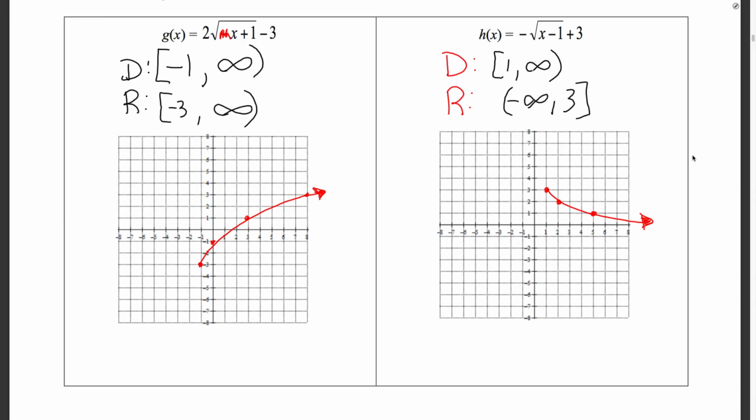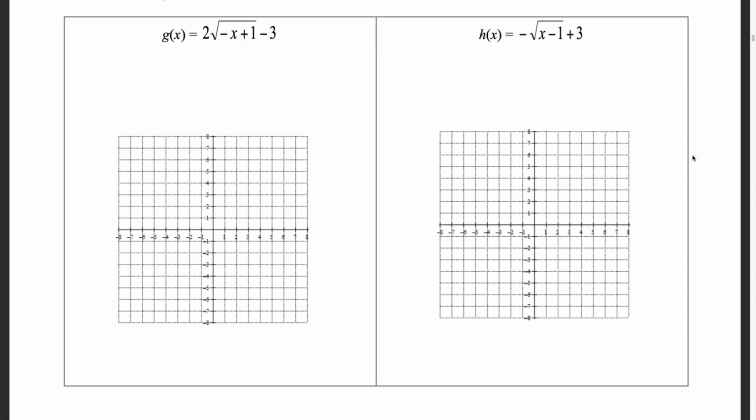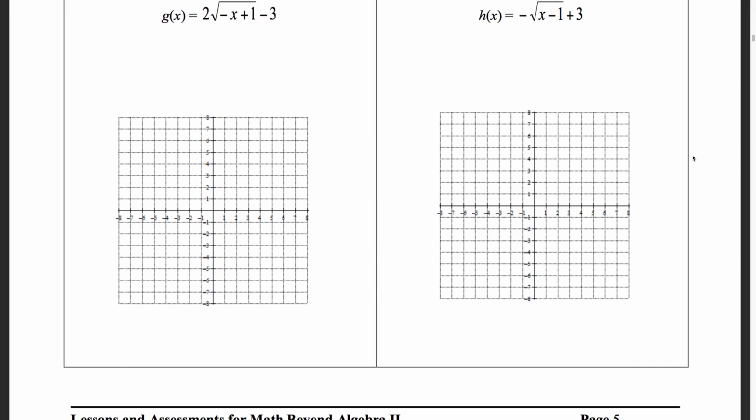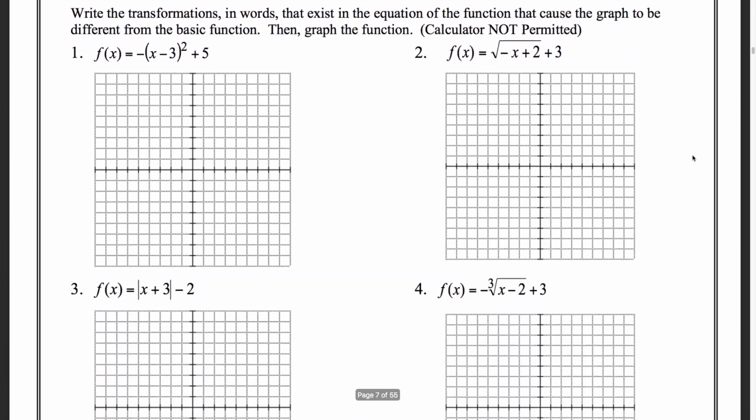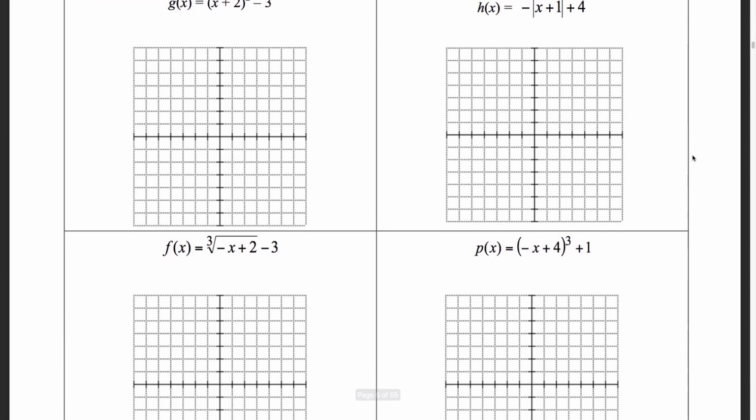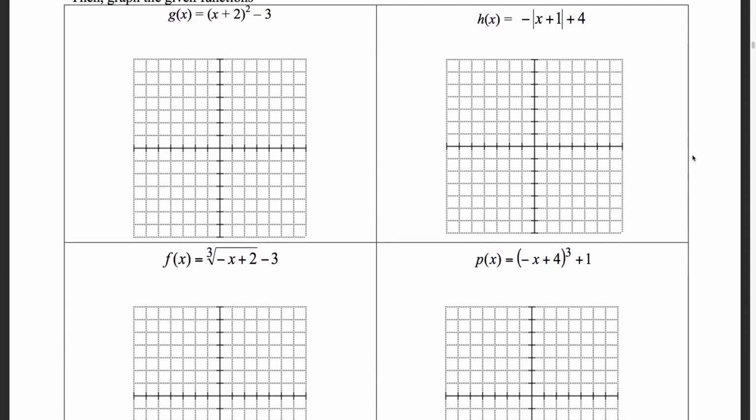Okay, so let's move on to the next section. Those last four problems were ones where we just want to write down what they've asked us to do. I believe this one they want us to put the points on it. It says describe how the graph of each of the following will be different from the basic function and graph the given functions.